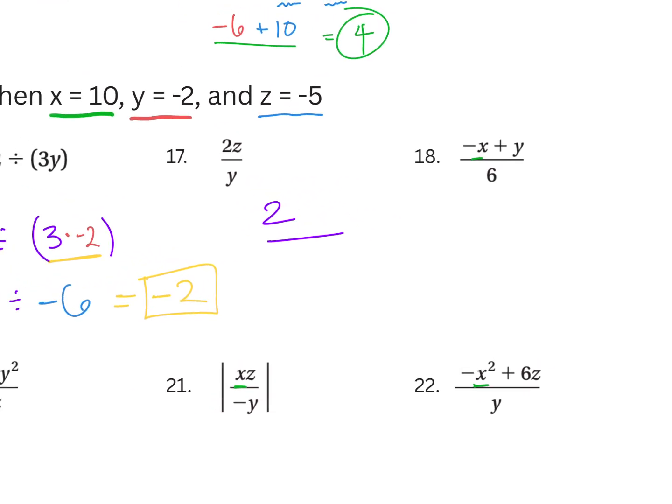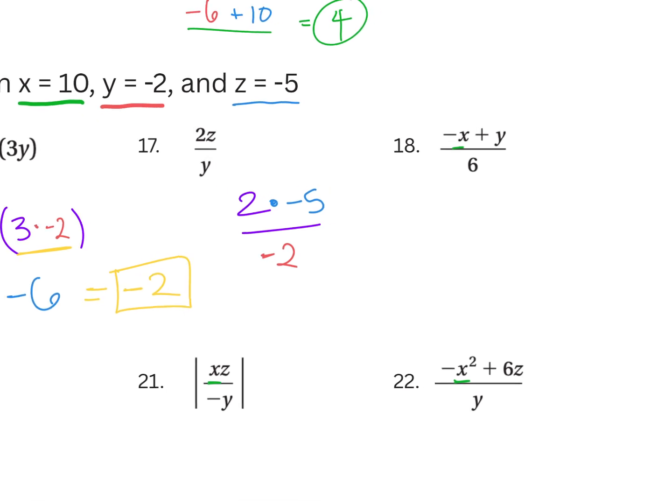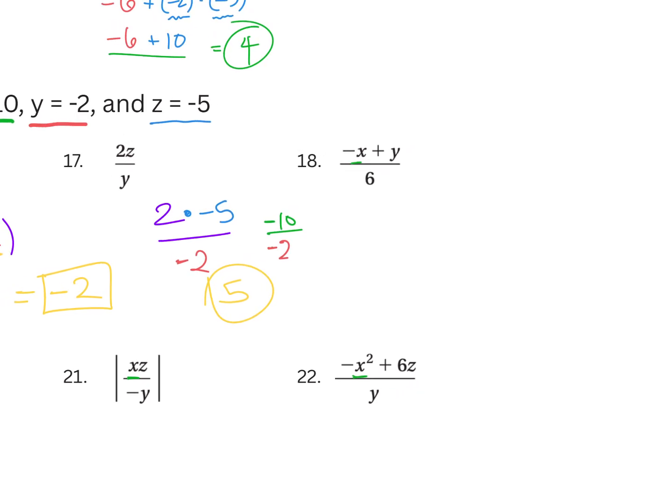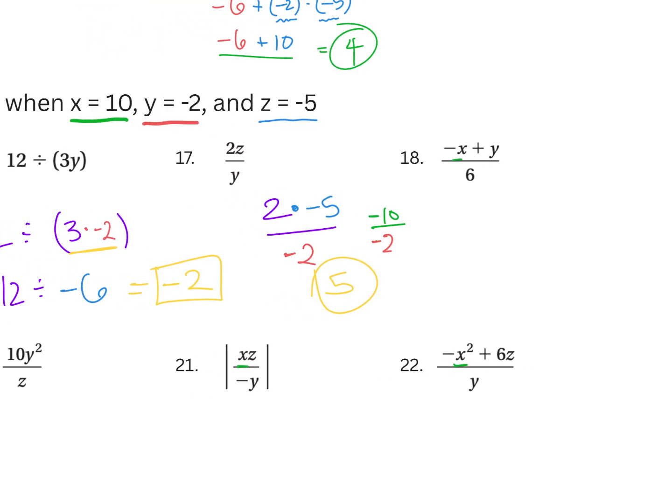2 times -5 over -2. Well, we're going to do this up top because really, as this guy's on the bottom, he's simplified. There's nothing going on with him. So 2 times -5 is -10. And if we divide that by -2, we get +5.